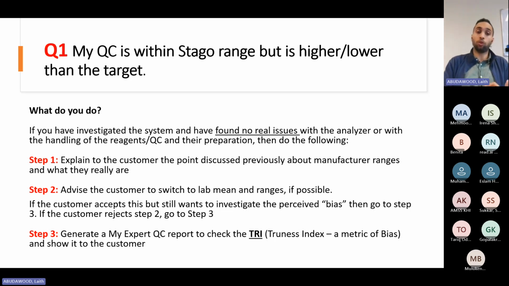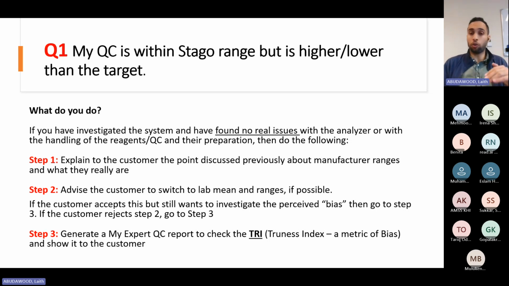Okay, then what do we do? How do we verify if we really have bias or not? The best and easiest way is to use my expert QC, because my expert QC tells you the following. I take the QC results from my analyzer and I put them in my expert QC. It tells me, yes, you are reading higher than everyone else. Yes, you are reading lower than everyone else.